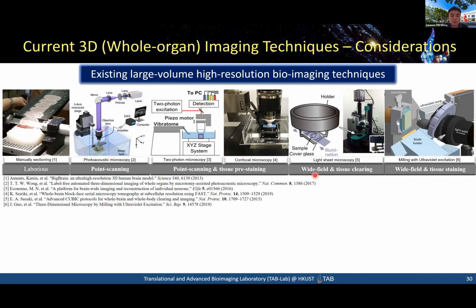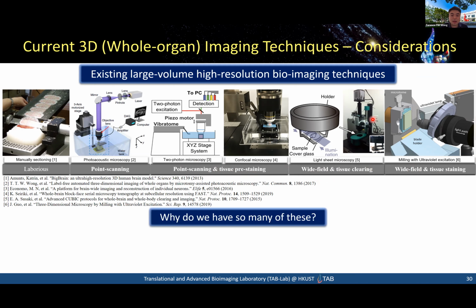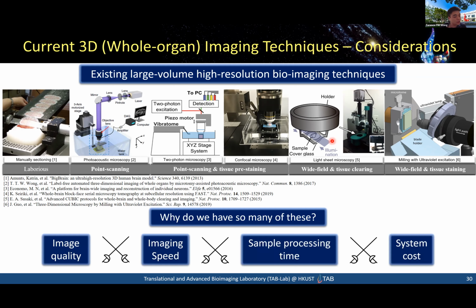But we also dream about using wide field and some sort of real-time staining, such that we can enjoy fast imaging and minimal sample preparation steps. This is what we dream about. So why do we have so many methods, as I'm going through with you? It's because we have different applications, and so we develop different tools for different tasks. In general, we are balancing these four: image quality, imaging speed, sample preparation time, and also system cost.